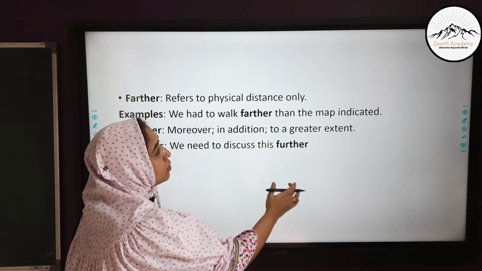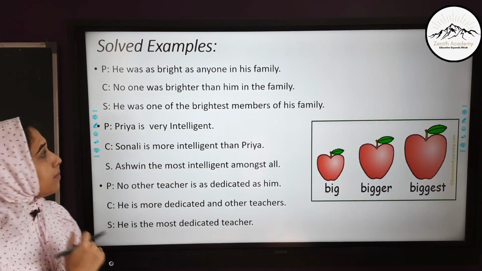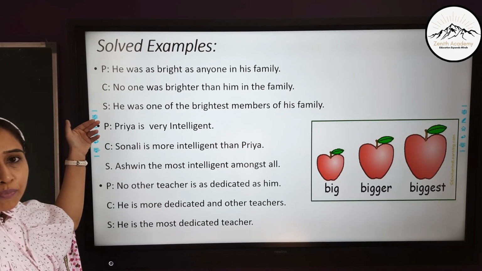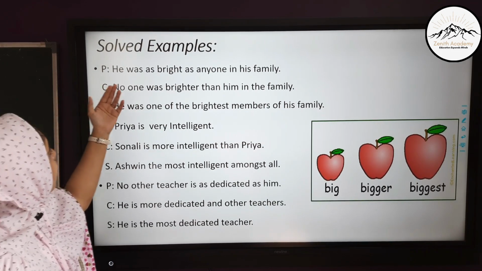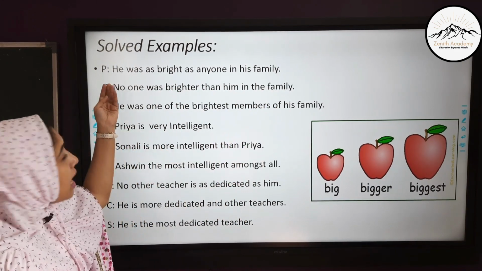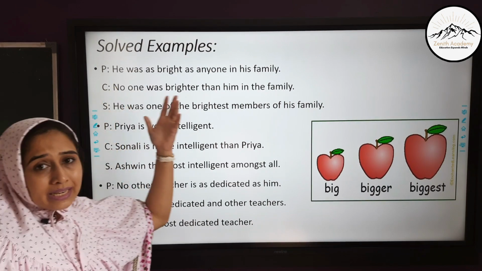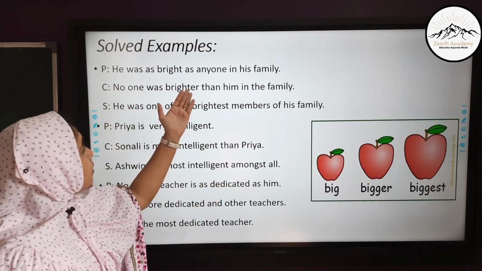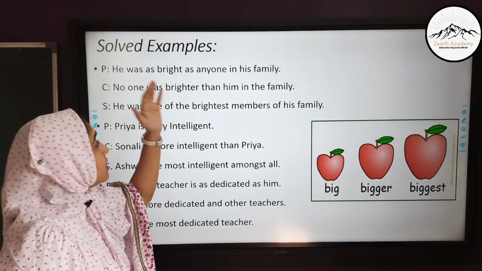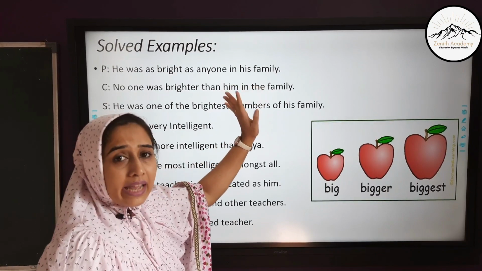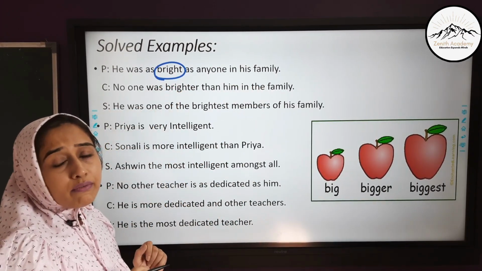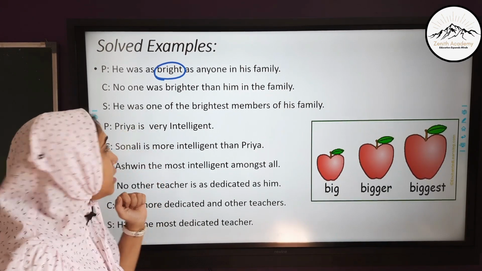Let's move ahead and see a few solved examples. P, C and S mean positive, comparative and superlative respectively. He was as bright as anyone in his family. Here we are comparing a boy's brightness, intelligence. First, the positive degree is bright. Here his brightness is equal to anyone else in the family, so the positive degree of the adjective bright is used.